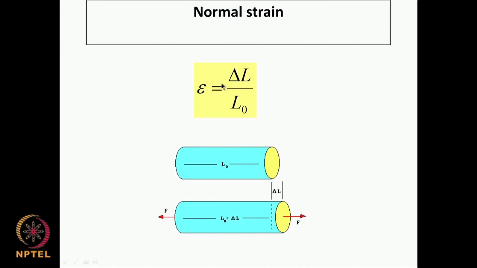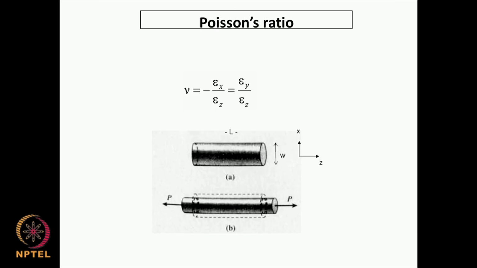So the normal strain, once more, as I said, is delta L by L naught. L naught could be the original length, and delta L is the extended length because I am applying an elongation, or delta L is the shortening of the original length if you are applying a compression. So epsilon is delta L by L naught, and epsilon does not have a unit.